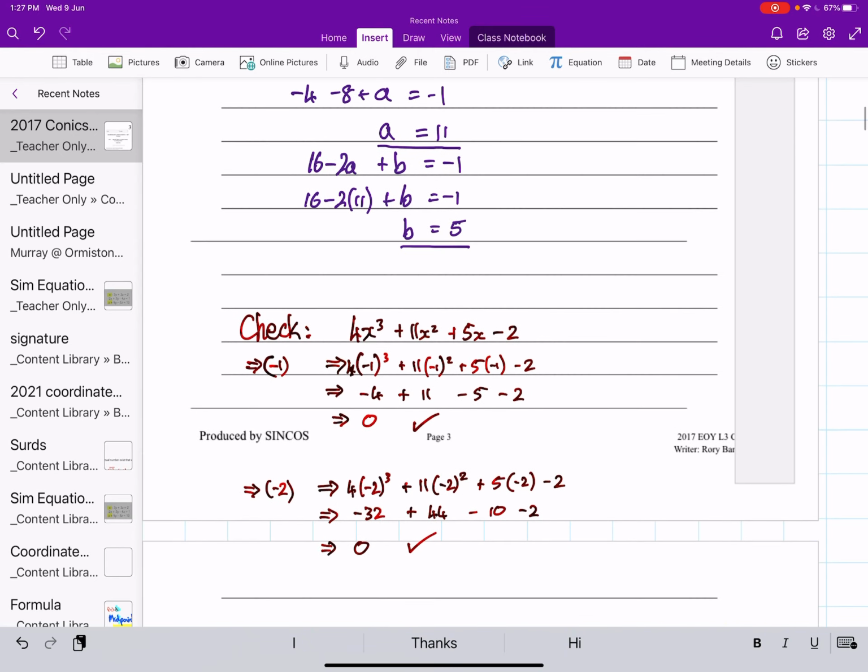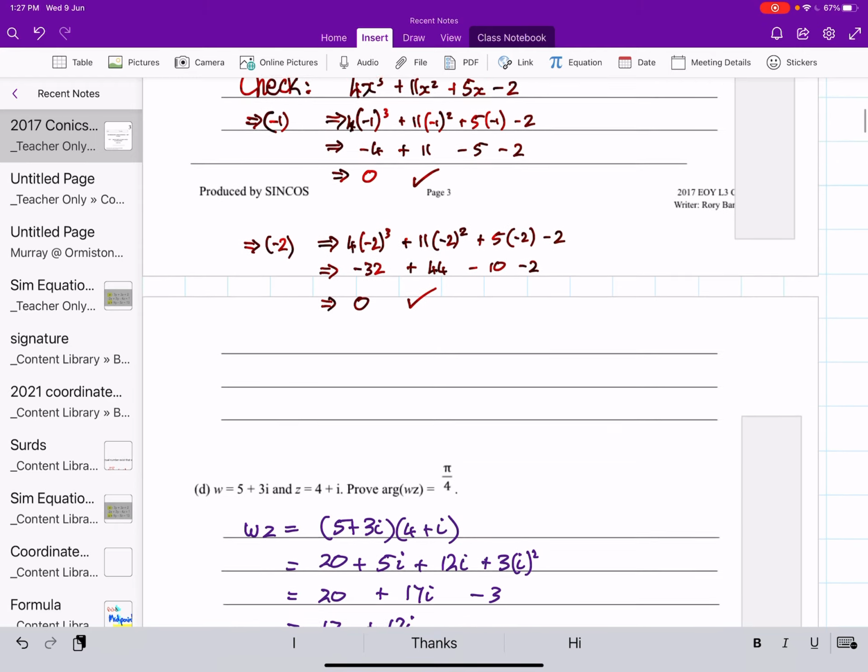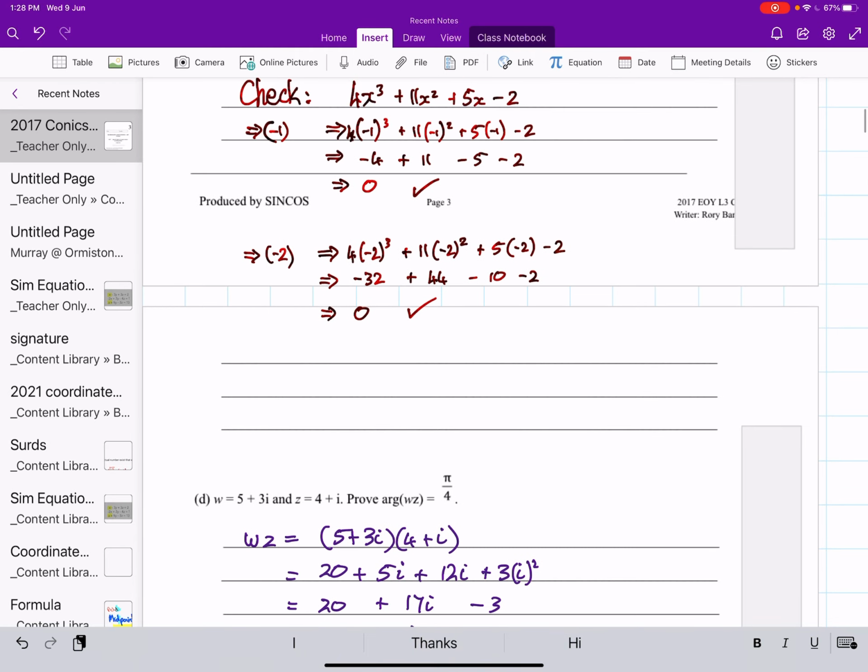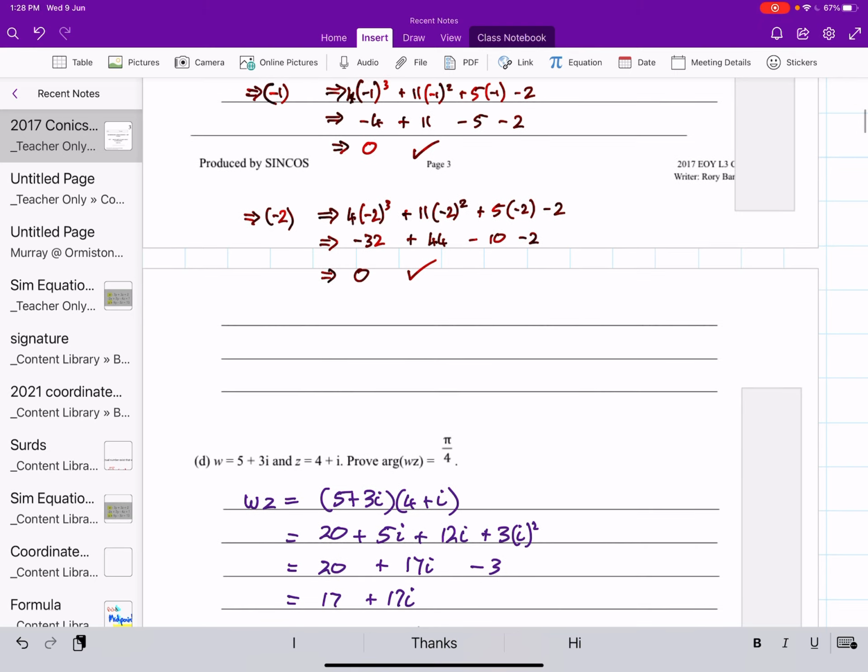Check them, that they are correct. So by putting a as 11 and b as 5, you have found that it is correct. They both equal 0 when you put the solutions in. That's for merit. For this one, we only want the argument for wz, so multiply w and z together, expand, that gives you 17 plus 17i.